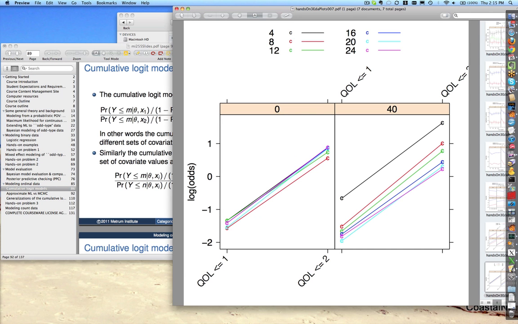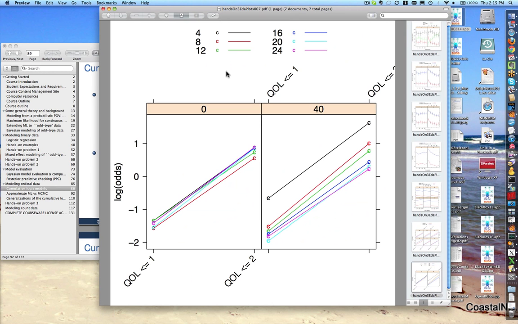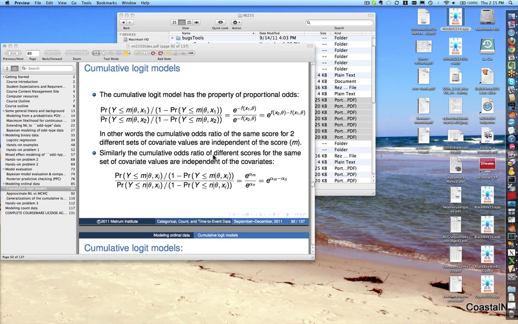So that gives you some idea of some exploratory plots that you can do to try and get a handle on whether the model assumptions might hold.